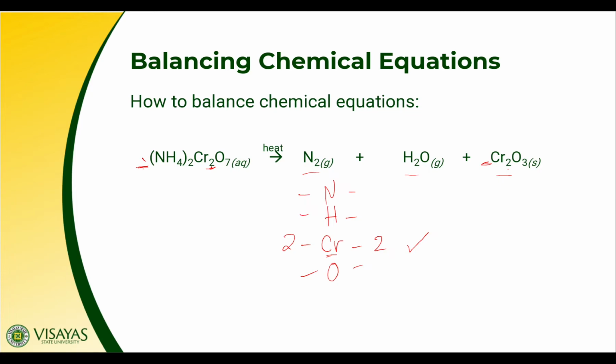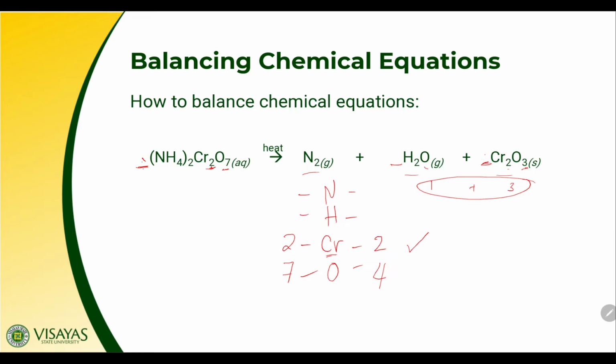So on the reactant side, we have 7 times 1 in here. So we have 7 oxygen atoms. On the product side, we have 3 times 1. We have 3 plus 1 times 1 here. We have 1. So 1 plus 3, we have 4 oxygen atoms on the product side.